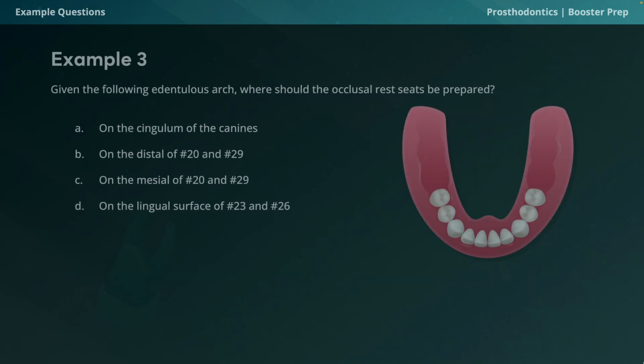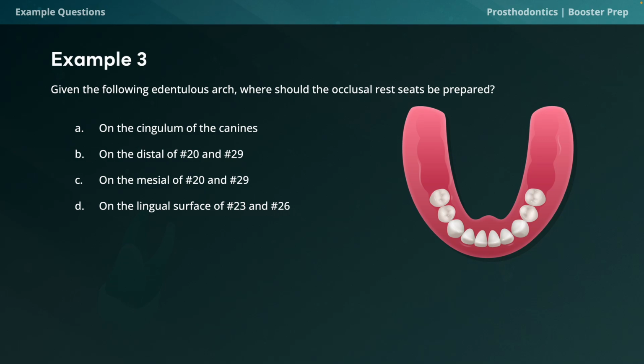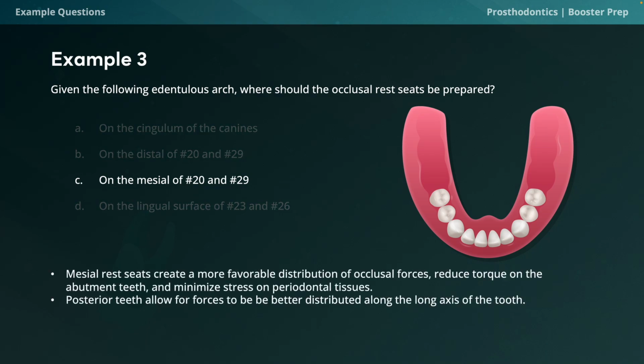Alright, question number 3. Given the following edentulous arch, where should the occlusal rest seats be prepared? On the cingulum of the canines, on the distal aspect of the second premolars, on the mesial aspect of the second premolars, or on the lingual surface of the lateral incisors. Take a second if you need, but the answer is C, on the mesial aspect of the second premolars.